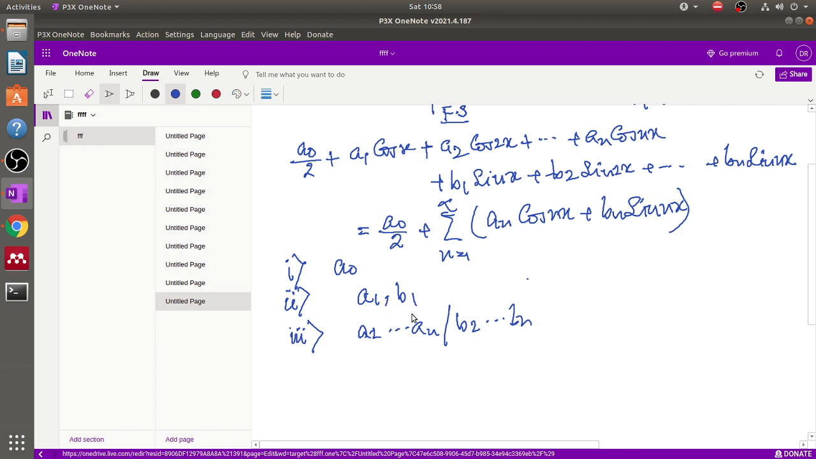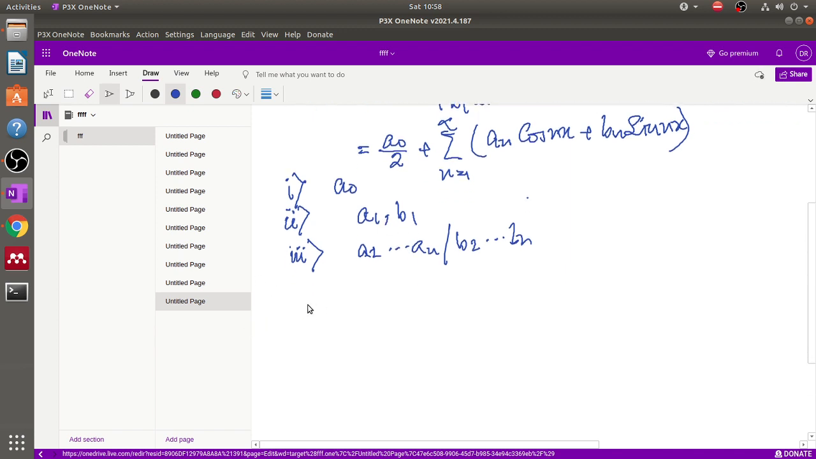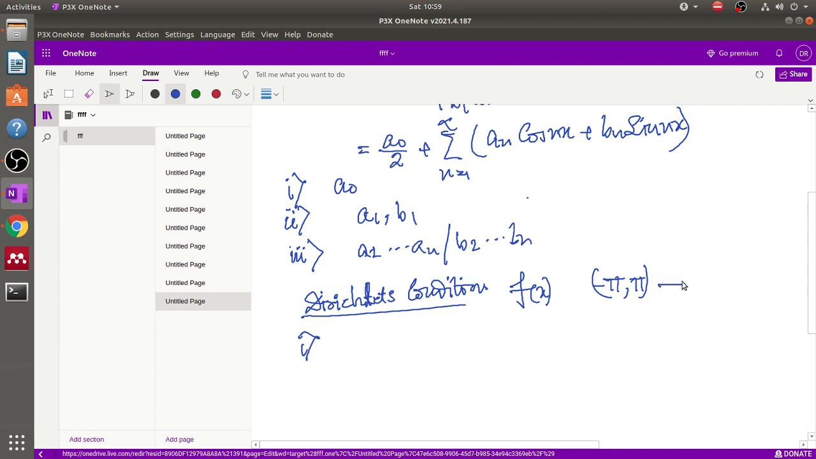Okay, now we discuss the conditions of Fourier series. This is known as Dirichlet's condition. Dirichlet's condition says that a function for a Fourier series must meet certain conditions. We consider a function f(x) for an interval minus pi to plus pi, so this is a complete interval, that is, a full time period equal to 2 pi.